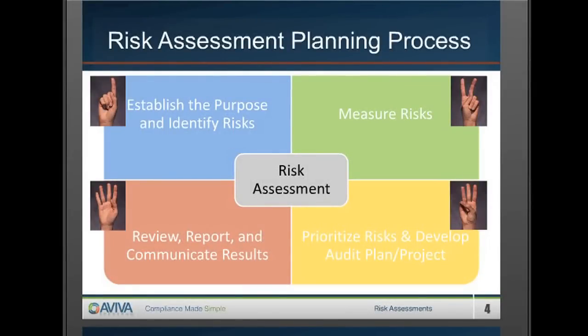Thank you, Sonia. As you see on your screen, there are really 4 areas that are part of a risk assessment planning process. You may call it differently in your organizations, but one of the first things we want to do is establish the purpose and identify the risks. The second part is we want to measure the risks, right? If we can't measure it, how do we know what we need to do? And then, using those risks, how do we prioritize them to develop our audit plan or audit project? And lastly, how do we review, report, and communicate those results?